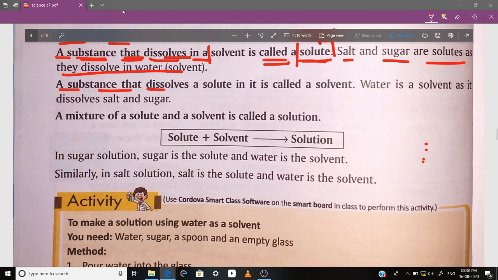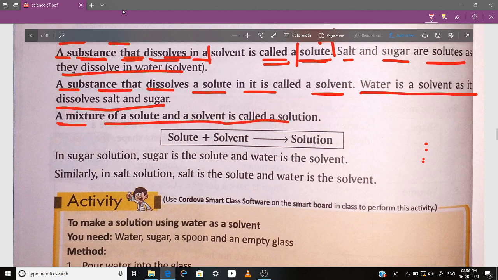A substance that dissolves a solute in it is called a solvent, meaning a substance in which the solute is being dissolved. For example, water is a solvent as it dissolves salt and sugar. A mixture of solute and solvent is called a solution. For example, you have the solvent water and the solute sugar, and you add both of them, and syrup or sharbat is formed. So what is this sharbat? Sharbat is a solution. The sweet syrup is a solution. So a mixture of solute and solvent is called a solution.